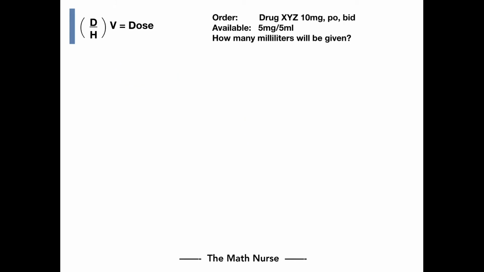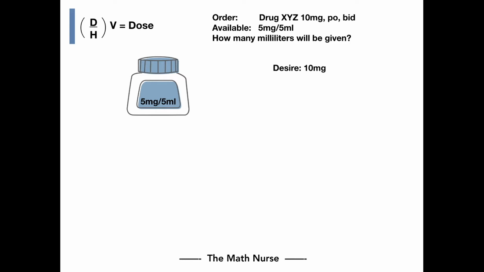All right, our second equation is drug XYZ. What the order is for is 10 milligrams given by mouth, PO, 2 times a day. The drug that we have on hand is 5 milligrams in 5 milliliters. So we have our drug, maybe we got it out of the Pyxis or from the med cart. And we have 5 milligrams for every 5 milliliters, there's 5 milligrams in that bottle. So if I were to draw up 5 milliliters for this patient, they would be getting 5 milligrams.